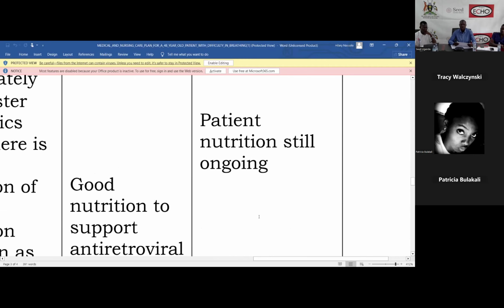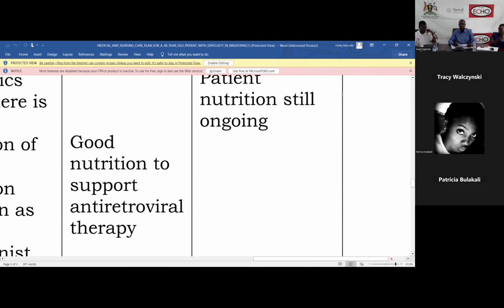Then lastly, patient nutrition as well is still ongoing, and therefore we shall keep on getting advice from the nutritionists. Thank you so much for listening.